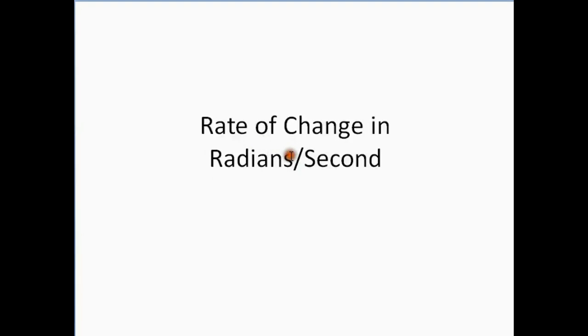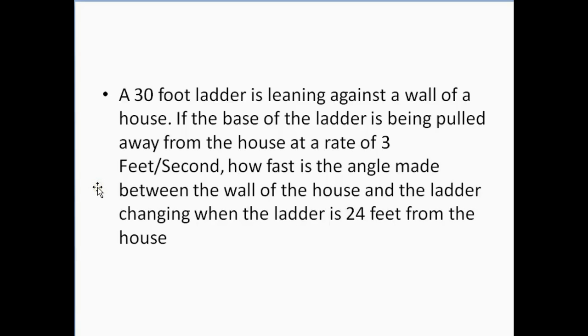Alright guys, today we're going to be doing a rate of change in radians per second problem. This will be our problem. A 30-foot ladder is leaning against a wall of a house. If the base of the ladder is being pulled away from the house at a rate of 3 feet per second, how fast is the angle made between the wall of the house and the ladder changing when the ladder is 24 feet from the house?